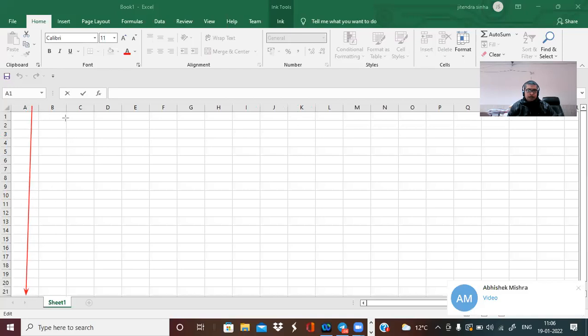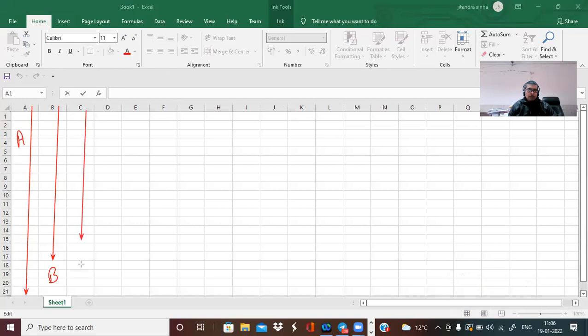The name of this column is A. Similarly, the name of this column is B. This is B. The name of this is A. Similarly, this is C. This is called C, right? I hope you got it. So this is A, B, C, D, right? I hope it is clear to you all.